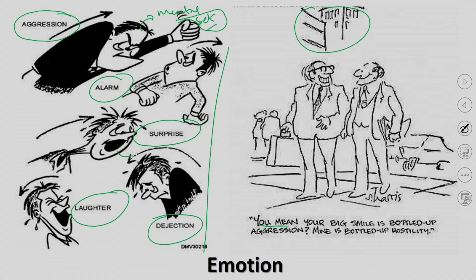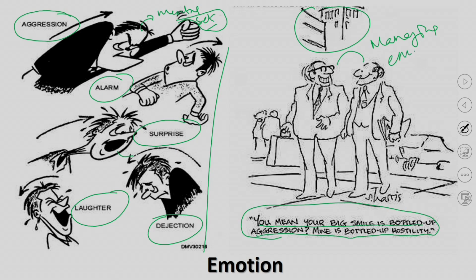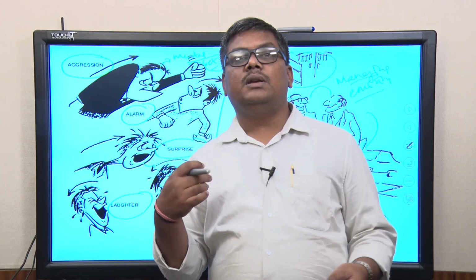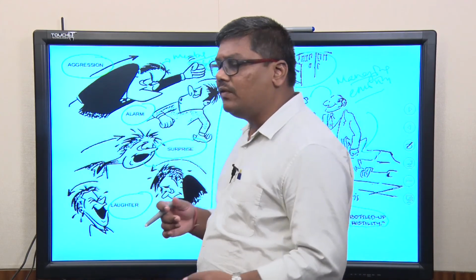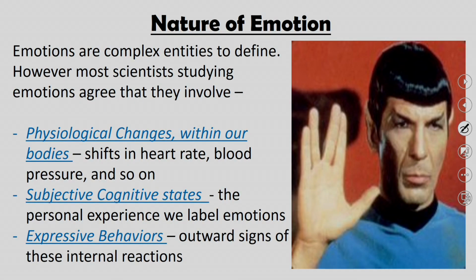And so, as you can see here, a big smile covering aggression, or a smile covering hostility, is another thing that defines emotion, and this process is called managing emotions. What these two people are trying to do is control their emotions. So, one of the interesting things about emotions is that emotions can also be controlled. So, let us start off by looking at what emotions are all about.